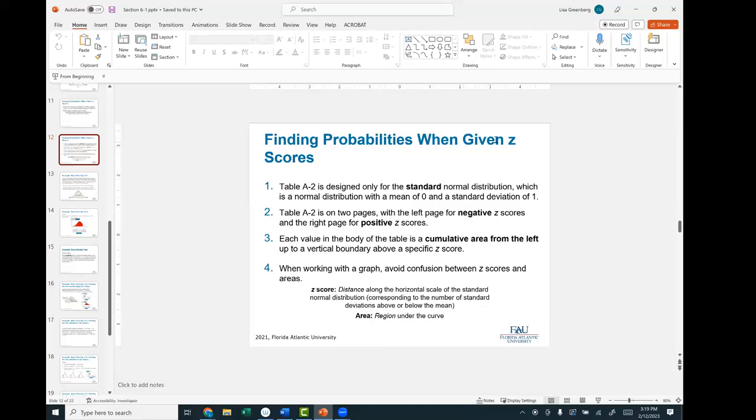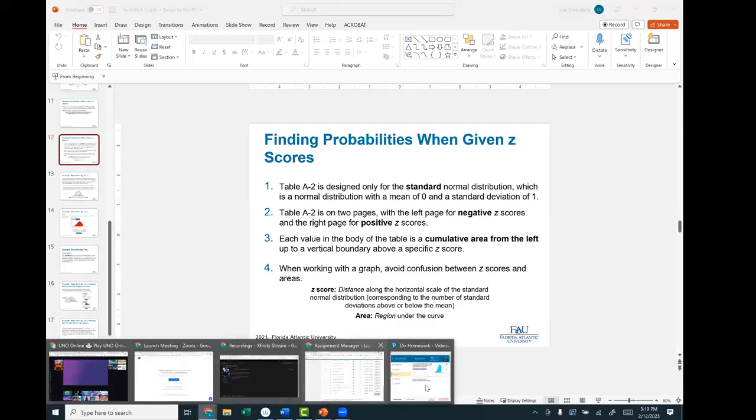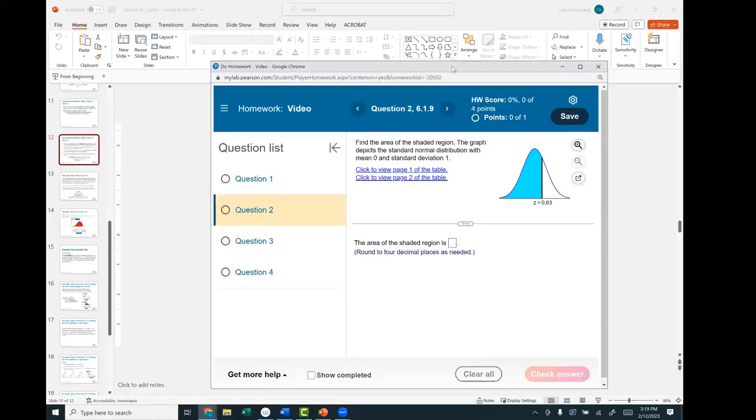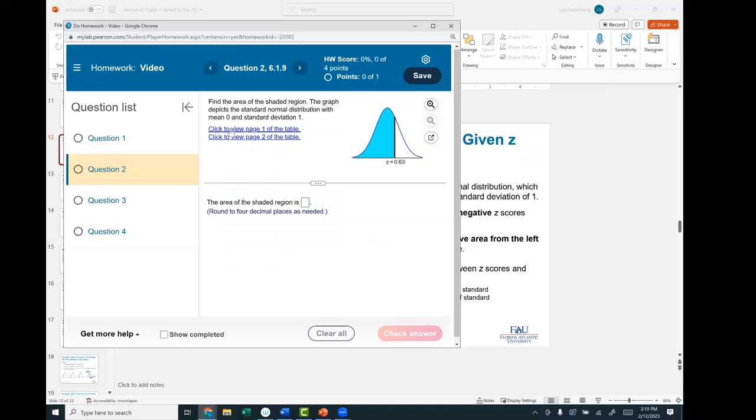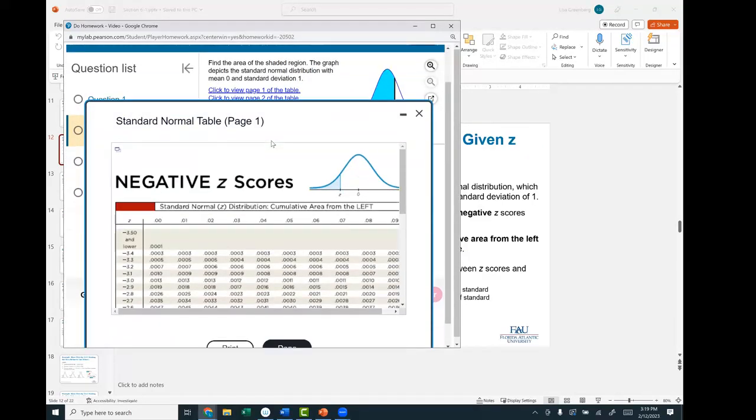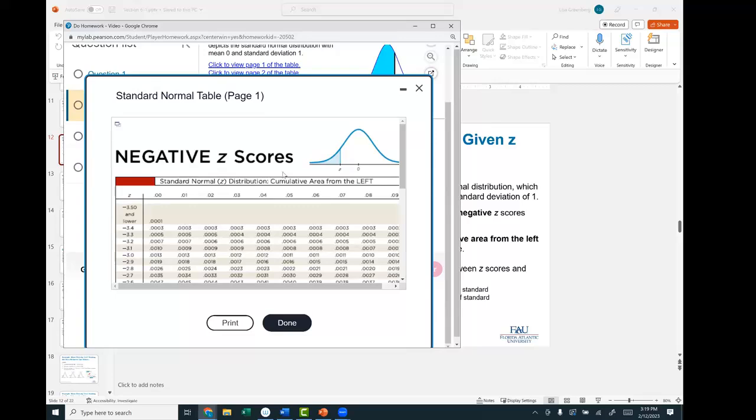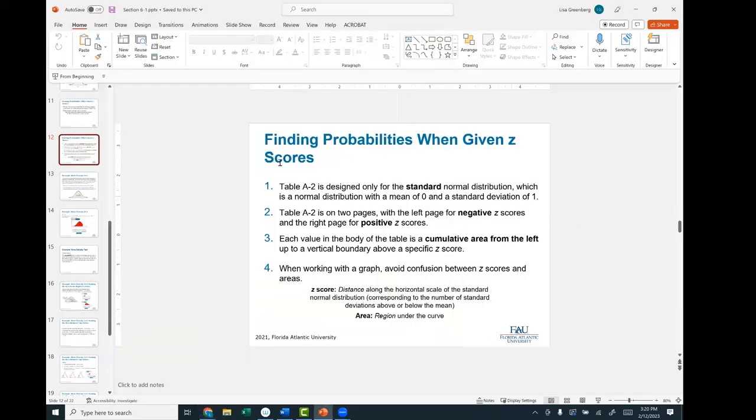Okay, finding probabilities when given a z-score. So if we look at the table here, let me pull up a table here for you, so you just have an idea in case one day you need to use a table for something. So here, notice this is a standard normal distribution table. And if you look at this picture, you can see that it's always from the z number, which is over here on the left, to, and it's everything to the left of the z number. So we're looking at the area under the curve. Okay, so let's go back here.